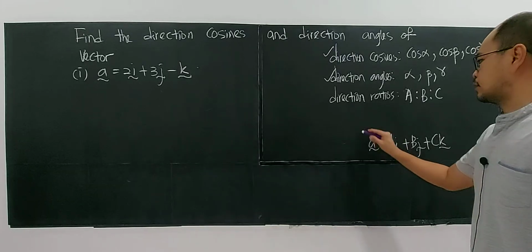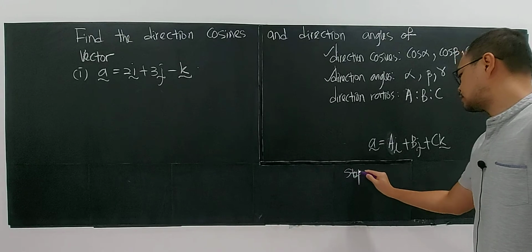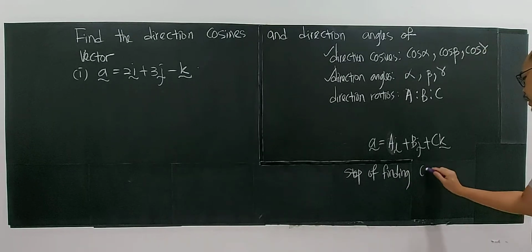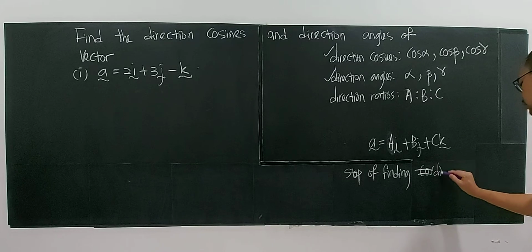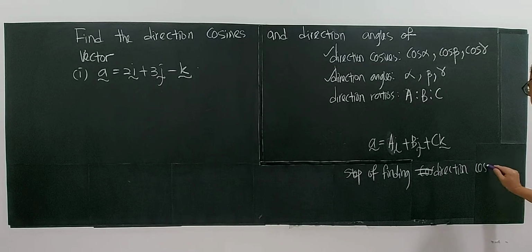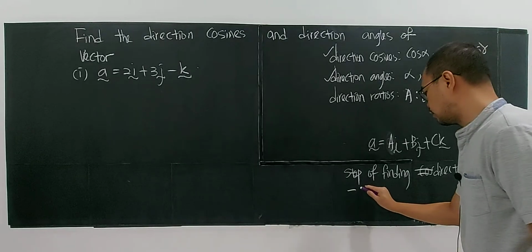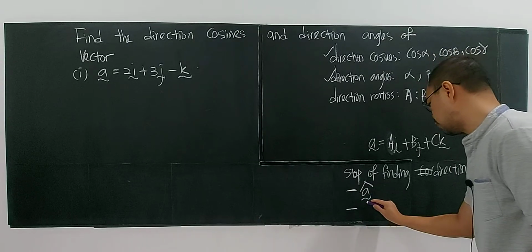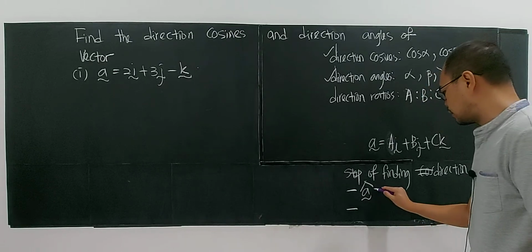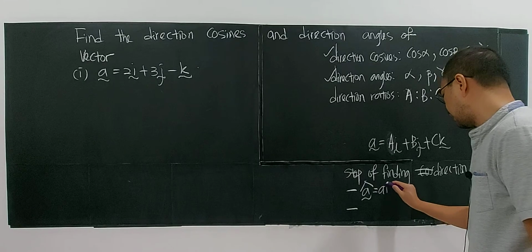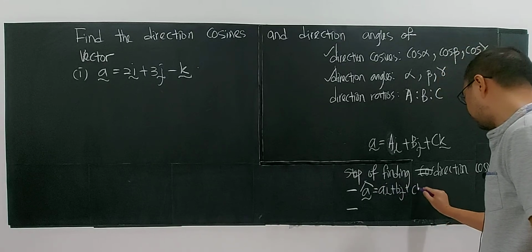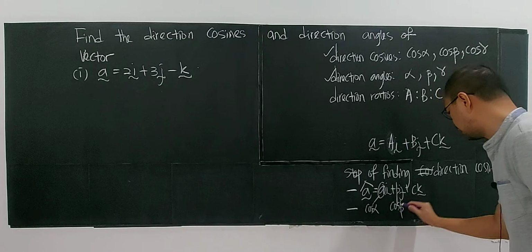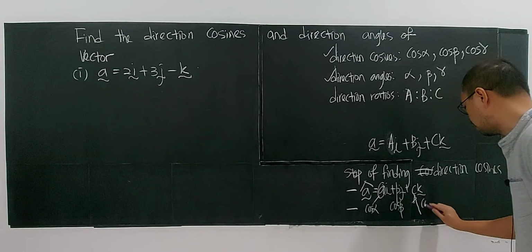So how do we find all this? As described in the video we talked about, we have to find the unit vector. To find the direction cosine is very simple. First we find the unit vector of A. After we find the unit vector, each component, let's say the unit vector you get is AI plus BJ plus CK, each of these will be cos alpha, cos beta, and the coefficient of k will be your cos gamma.